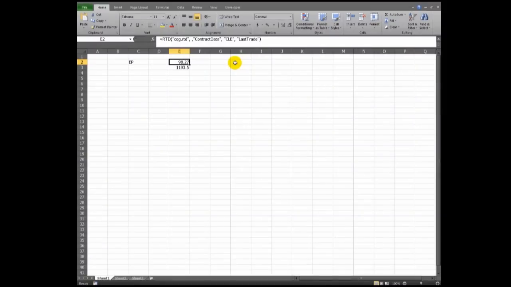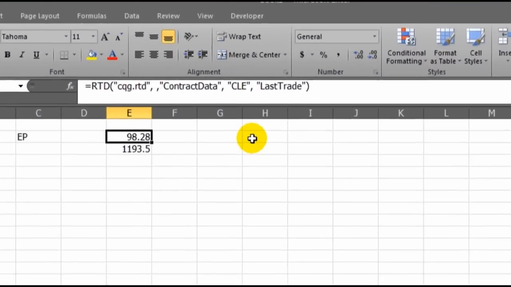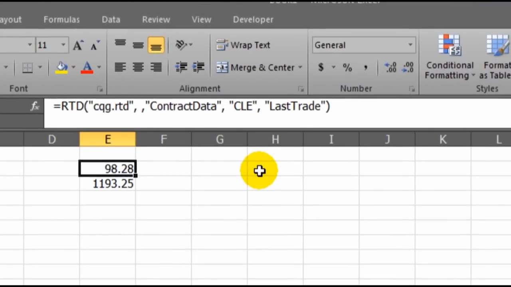The basic RTD formula uses the following syntax in the formula in the Excel cell. Equal sign RTD is the Excel function. CQG.RTD calls for data from the RTD server. Contract data is the type of the data called. Also available are studies data. CLE is the market symbol. Last trade is the particular market data being called.